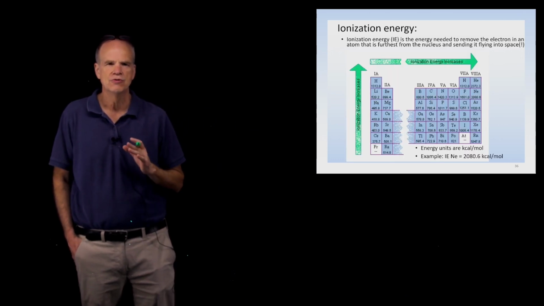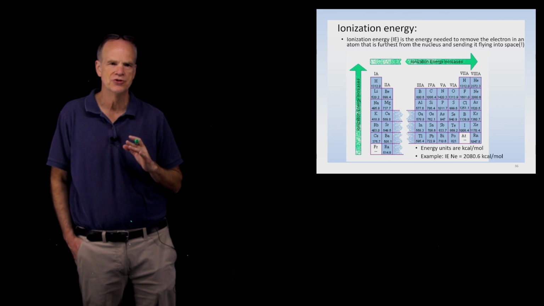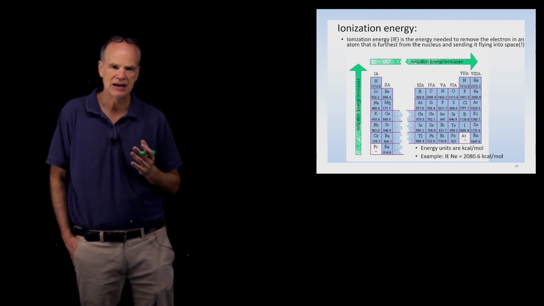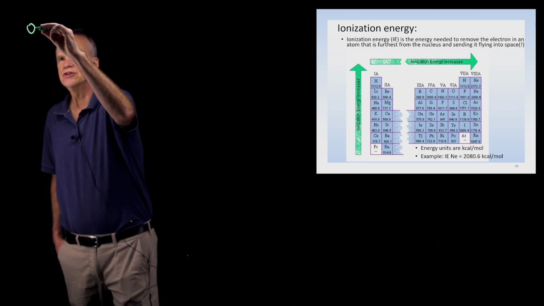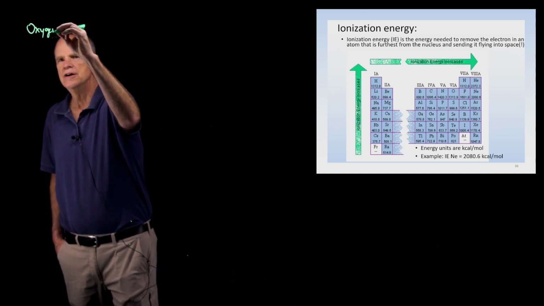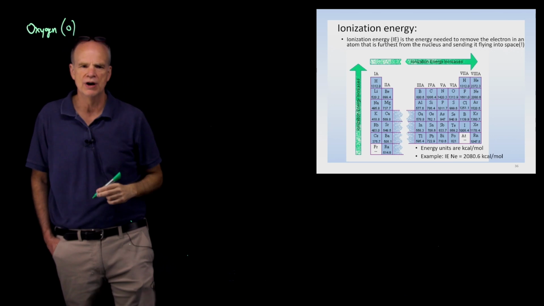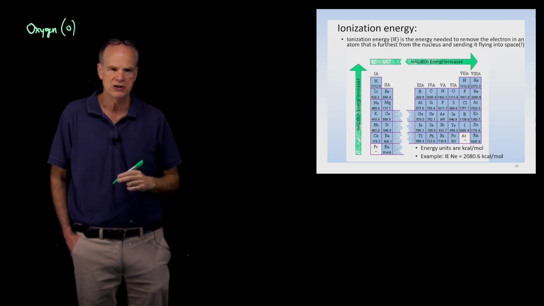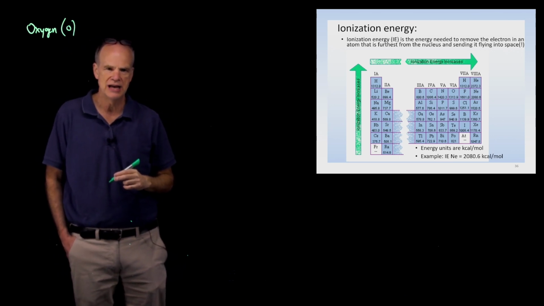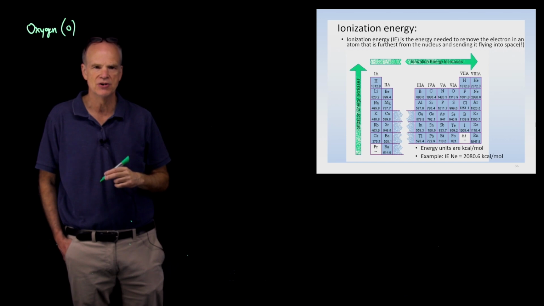Okay, so first, let's go ahead and write out some pictures to describe how ionization energy might affect an oxygen atom. So I'm going to write oxygen here. And oxygen's symbol is O. So what I'm going to do is draw a quick picture of a neutral oxygen atom. So you can look up its atomic number is 8.